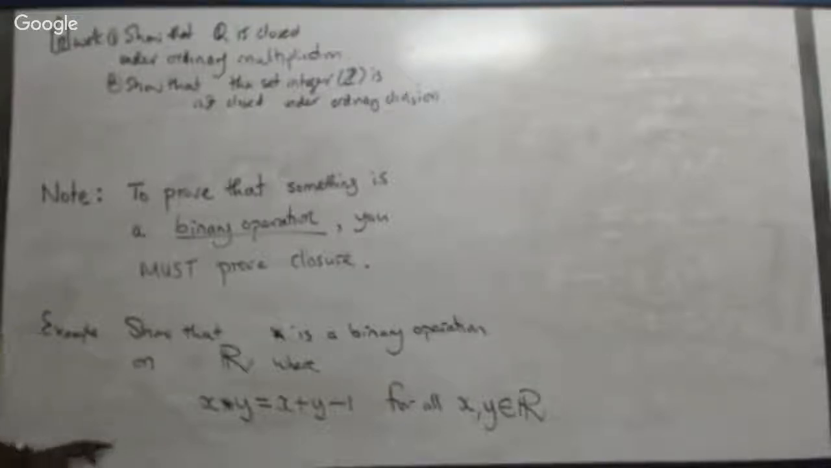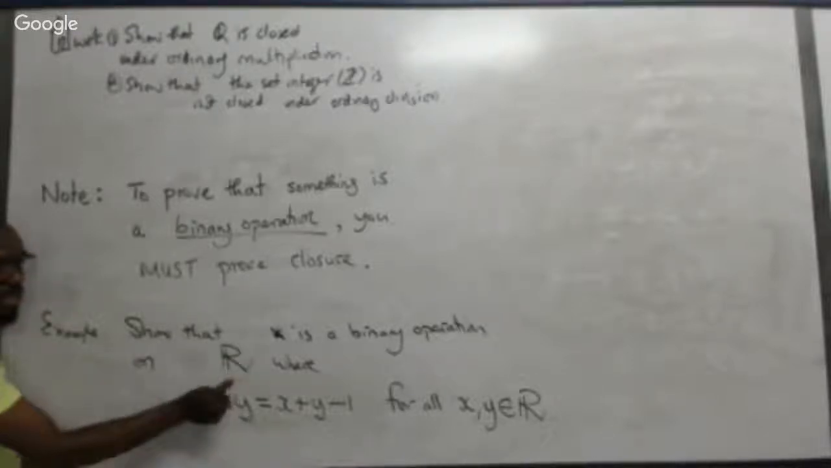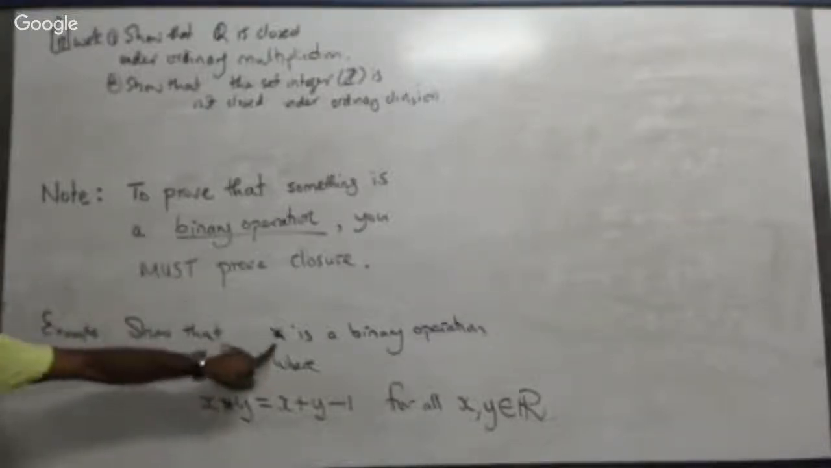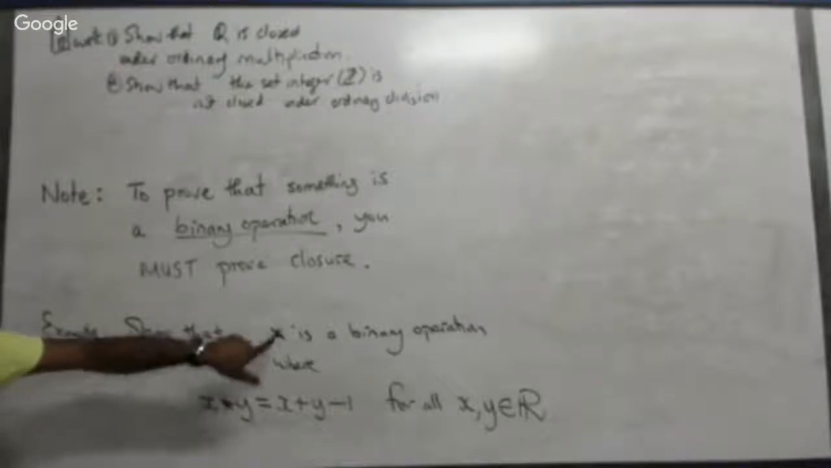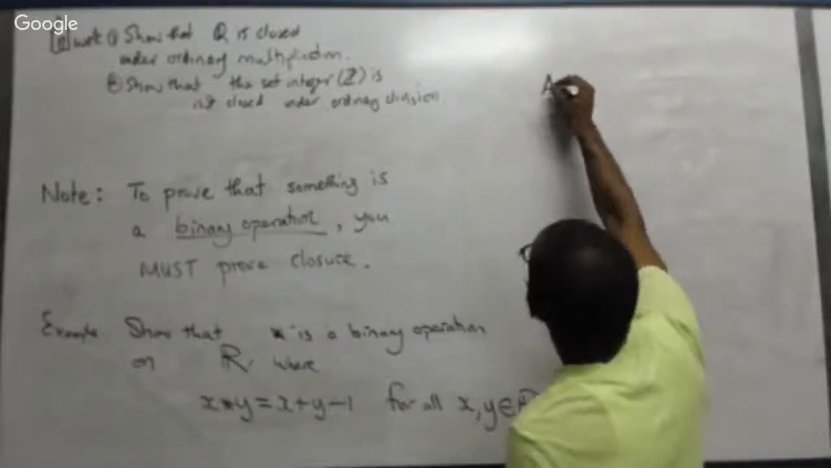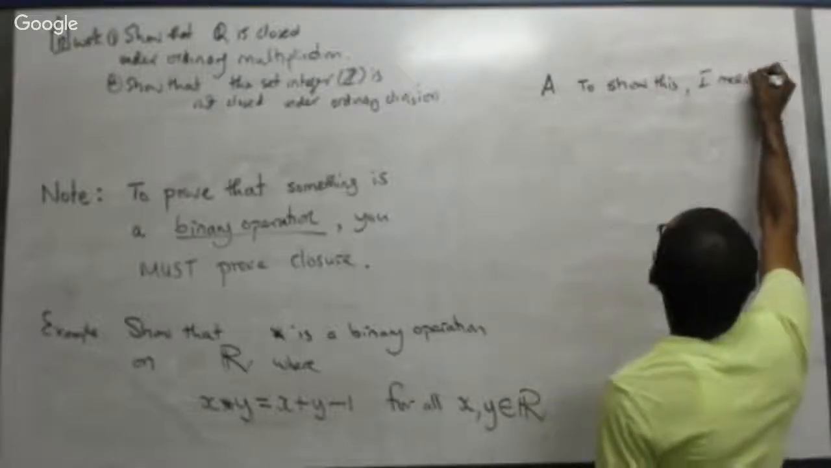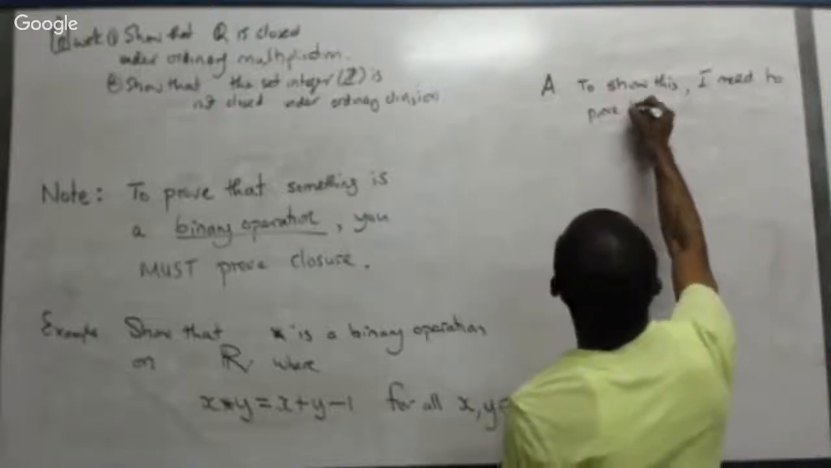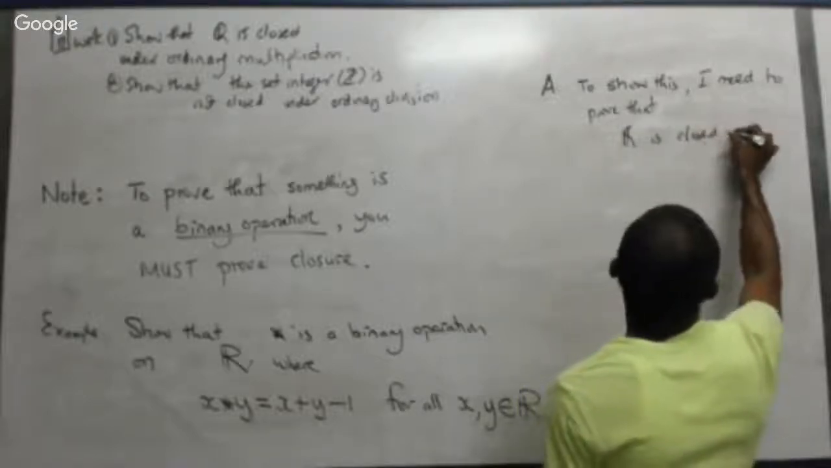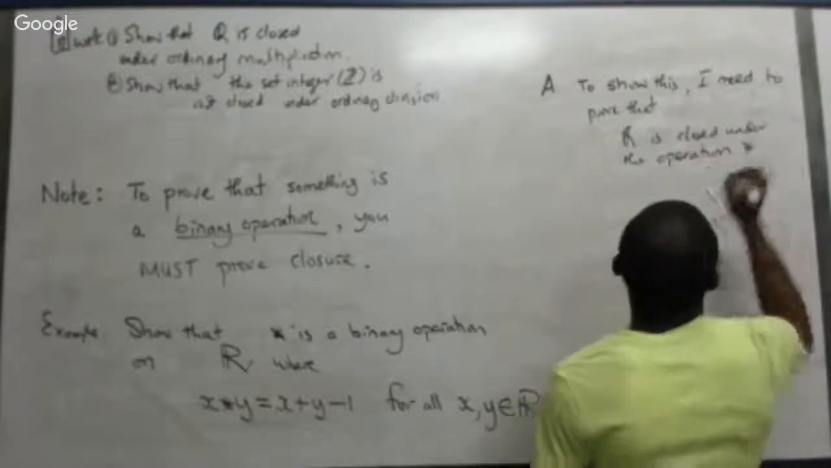Here's how this works. Show that asterisk is a binary operation. To show that this is a binary operation on R, what do I really need to show? Based on this, I need to show that the reals are closed under the operation asterisk. No? Answer: to show this, I need to prove that the reals are closed under the operation asterisk.